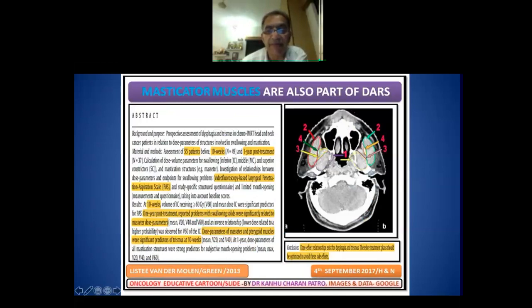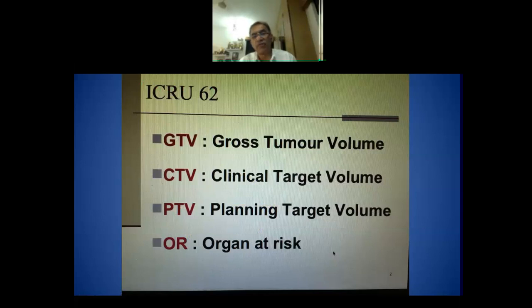This is another example of how you can do this, and this involves mastication and swallowing. You can contour the masseter and pterygoid muscles, and then instruct the computer to deliver less radiation.